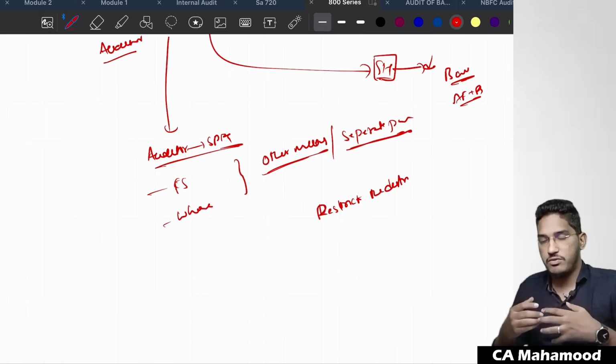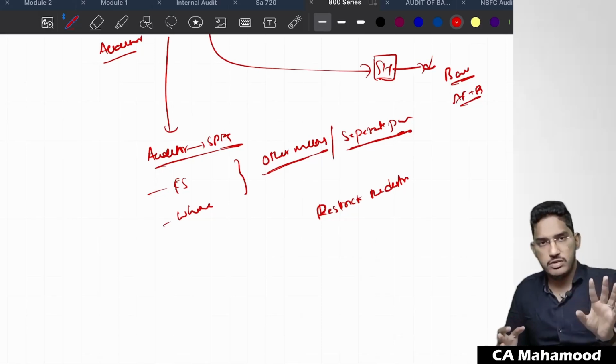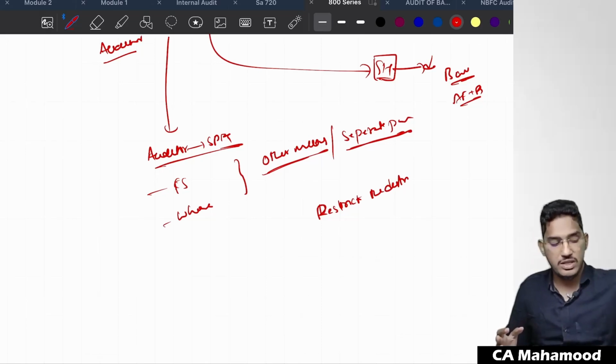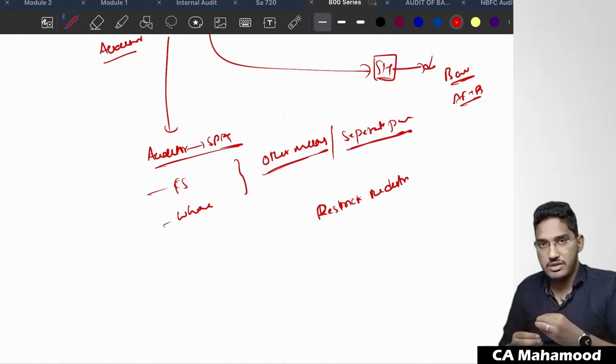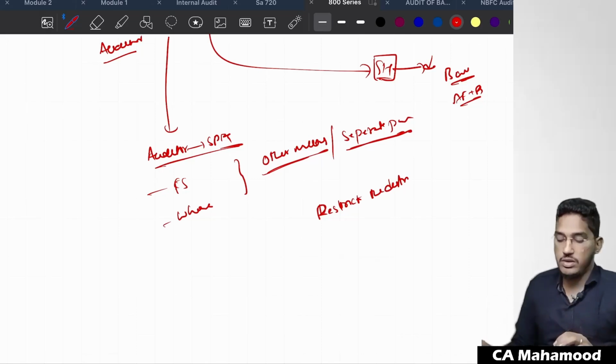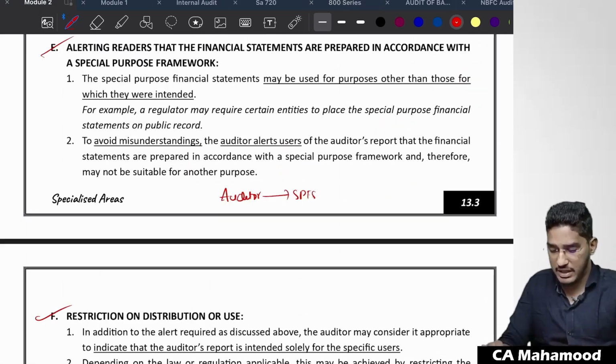If you distribute it, if you upload it on the website, or if you just post it to the shareholders, their decisions might get misled. So that's why don't distribute this, just give it to the intended users only. Apart from that, don't distribute it to anybody. So you have to restrict the use or distribution of that auditor's report as well. The same thing they are trying to say here in the coming three paragraphs.